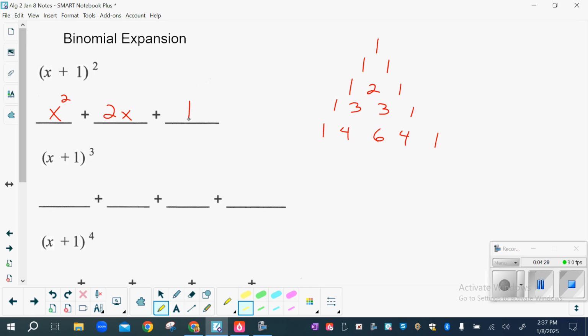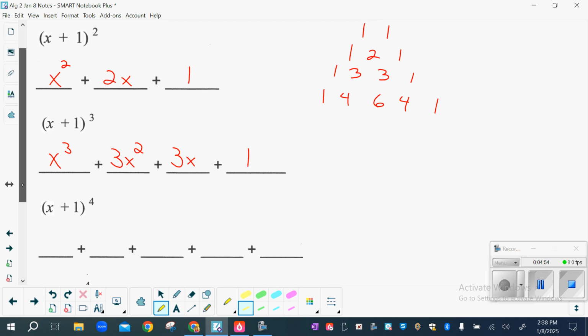So x plus 1 to the 3rd. I'm going to look at that 3rd row over there. So where do my coefficients come from there? It comes from that 3rd row, the 1, 3, 3, 1. x plus 1 to the 3rd.